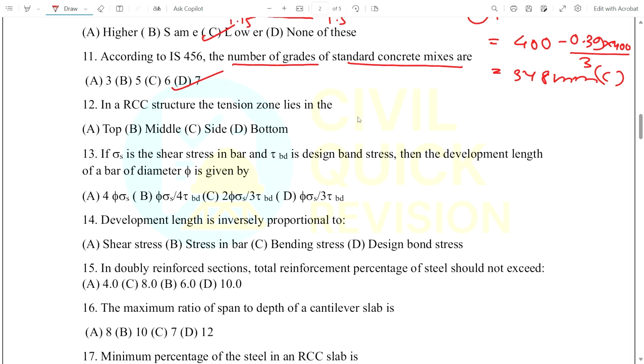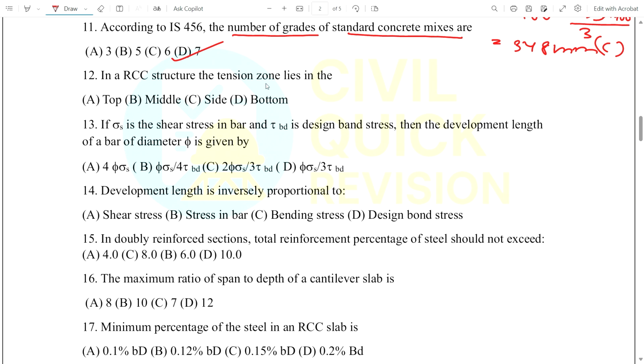Now coming to 12, in an RCC structure, the tension zone lies in the, you already know, the tension zone lies in the bottom part. If I draw a section of beam like this, the above portion is compressive and the below is tensile. Okay, here the question is, the tension zone lies in the bottom of the section.